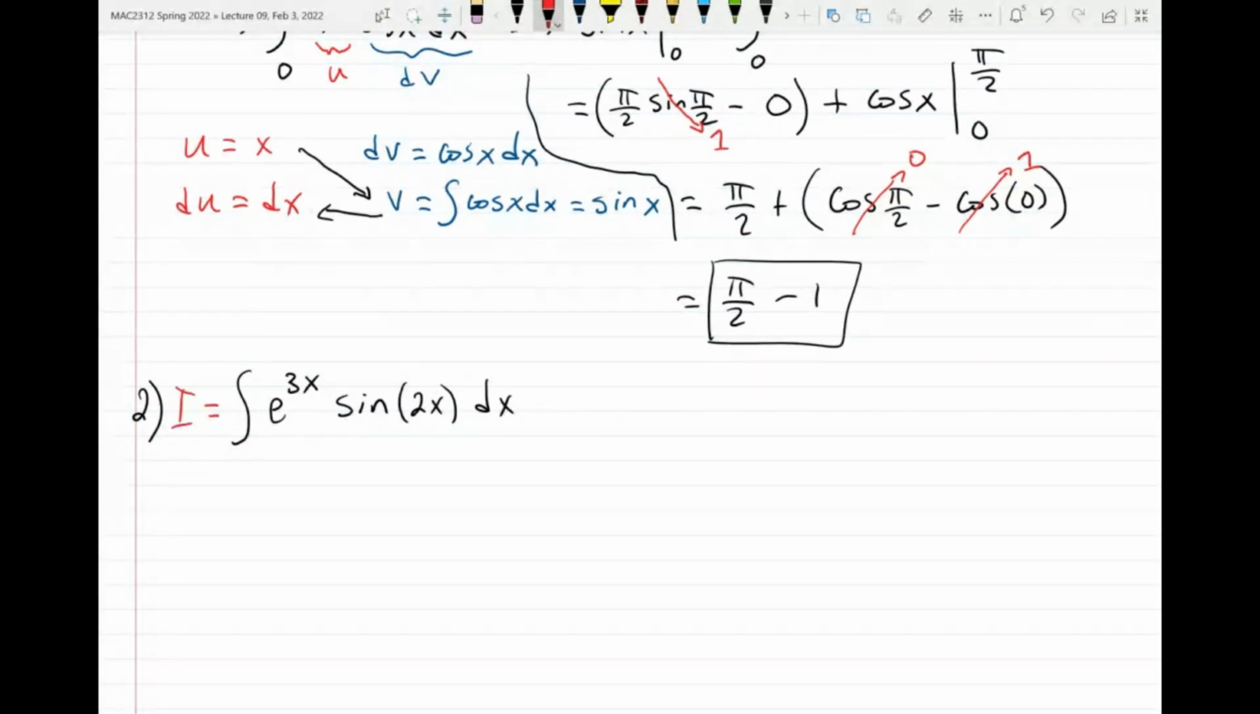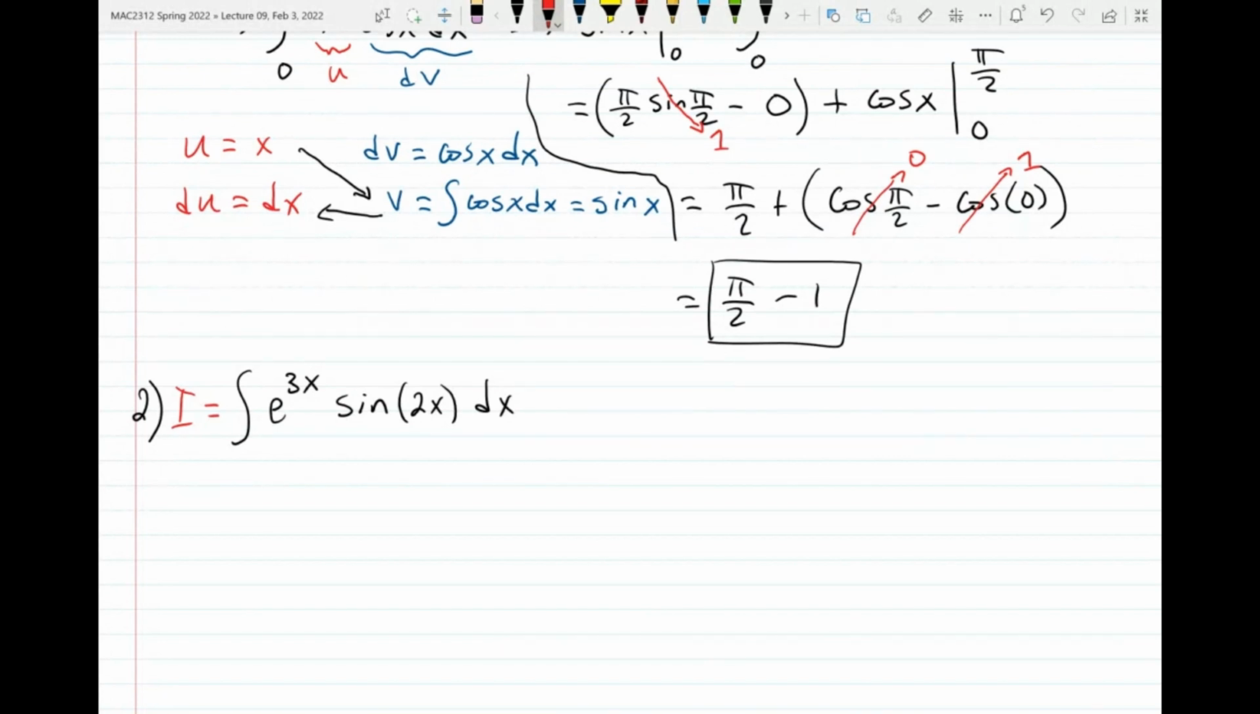Okay, I'm just gonna call it I, for integral. Okay, so let's go ahead and solve this. First of all, this is a product, right? And always before even trying integration by parts, you should think and see if you can make any reasonable substitution that will make your job easier.